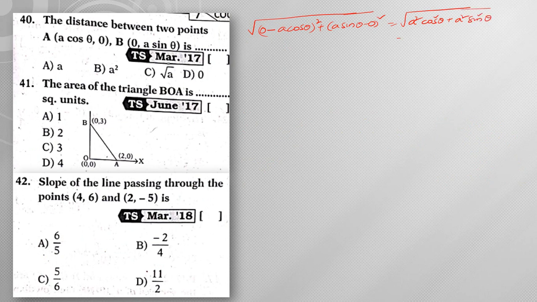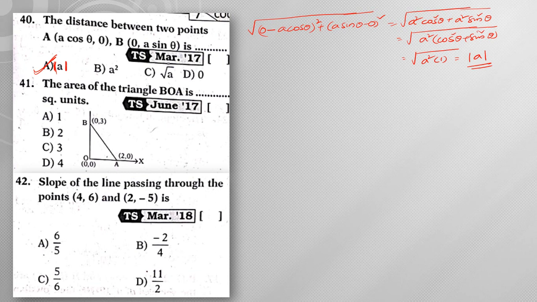From both the terms I can take a square as common, then I will be left with cos square theta plus sine square theta. So what is the value of cos square theta plus sine square theta? It is an identity, so then I can write a square into 1, which is equal to modulus of a. So here option A is my answer. Here it should be given as modulus of a because the distance is always positive.